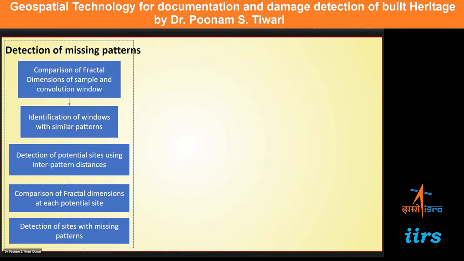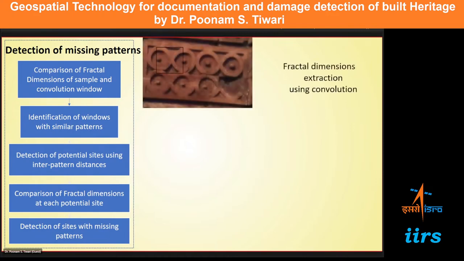So we'll start with the missing pattern or the broken pattern. You can see I have taken one example from the Qutub complex only. They have done the carving of a particular pattern, and you can see that a few patterns are complete, whereas a few of the elements of the pattern are not complete, or they have been broken, they are missing.